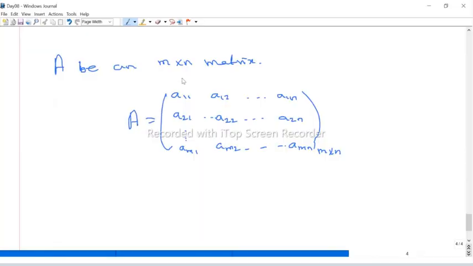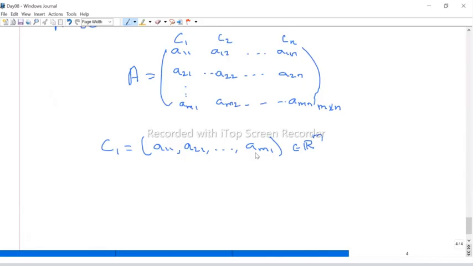If we take any m by n matrix, now look at the columns. This is the first column, we call it C1. This is C2, the second column. This is Cn, the nth column. Therefore, this C1 can be viewed as a vector. What is the vector? We can write A11, A21, and so on up to Am1. How many positions are there? There are m positions, therefore this belongs to R^m. So this column is a vector because we can see it as a tuple. Similarly, C2, the second column, we can view as a vector: A12, A22, and so on.